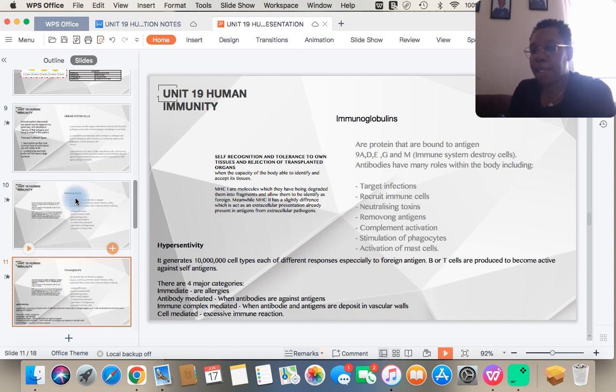So hypersensitivity: the body generates 10,000 cell types, each with different responses, especially to a foreign antigen. B or T cells are produced to become active against self-antigen. There are 4 major categories: immediate, antibody mediated, immune complex mediated, and cell mediated, which is an excessive immune reaction.